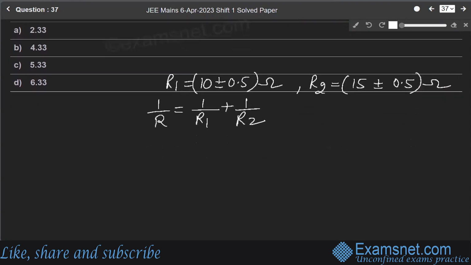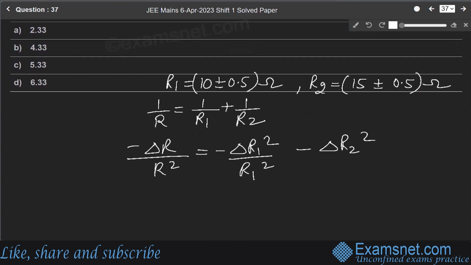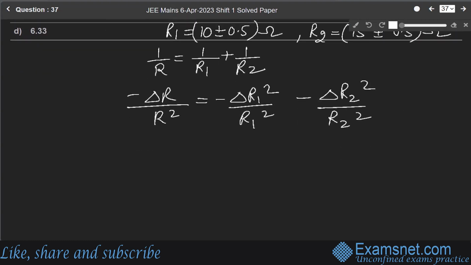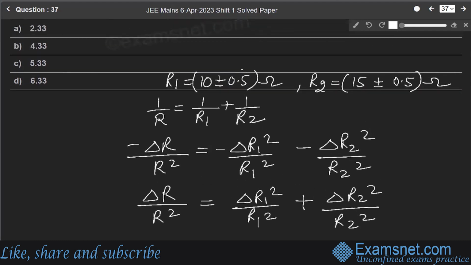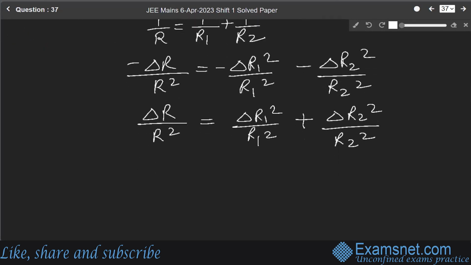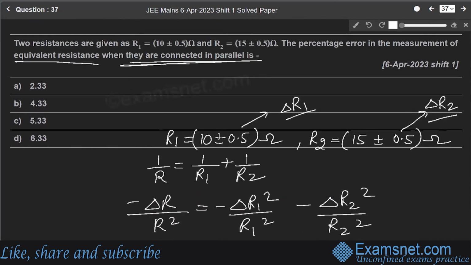Okay, now finding its error. So we can write delta R square over R square is equal to delta R1 square over R1 square plus delta R2 square over R2 square. Got it? So here 0.5 is delta R1, and here 0.5 is delta R2.